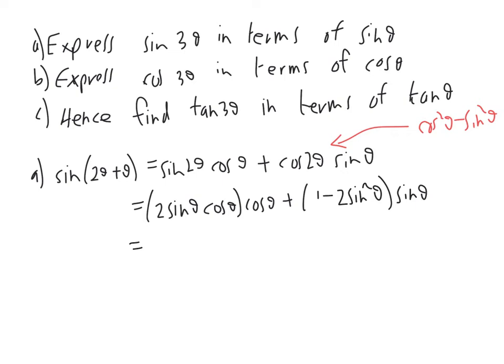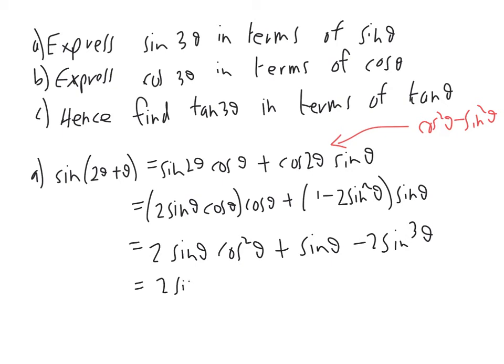If we expand that out, we get 2 sine theta cos squared theta plus sine theta minus 2 sine cubed theta. We need to change that cos squared, so it would be 1 minus sine squared theta.